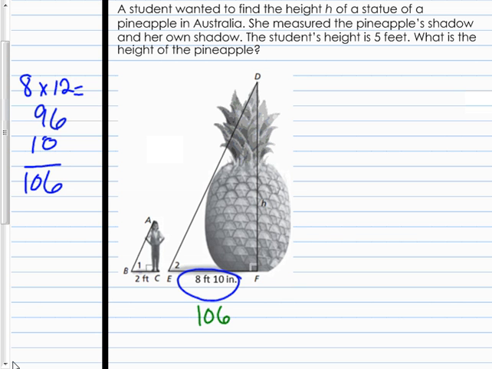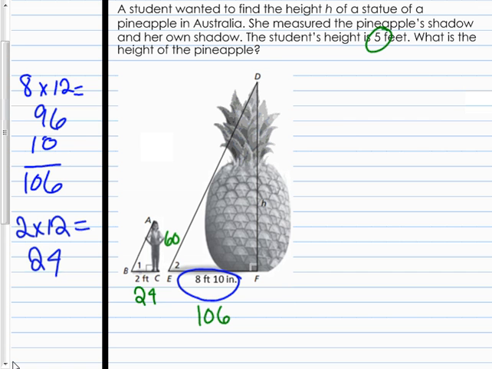Her shadow is 2 feet tall, so 24. Sorry, I just wanted the answer. I should have said 2 times 12 is 24. So her shadow is 24 inches. Okay? She is 5 feet tall. Well, 5 times 12 is 60. And so now we will find the pineapple height, and it'll be in inches.